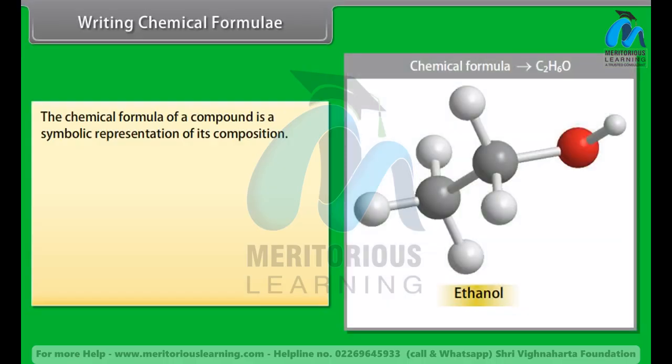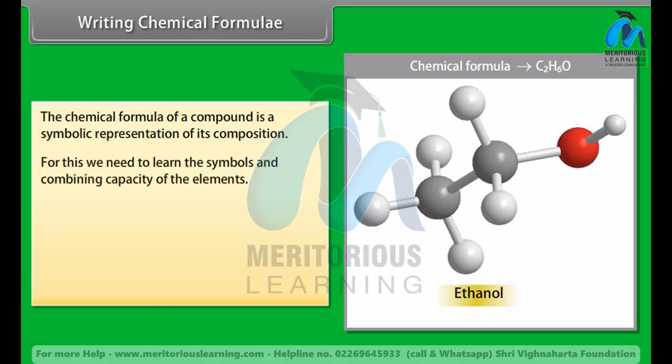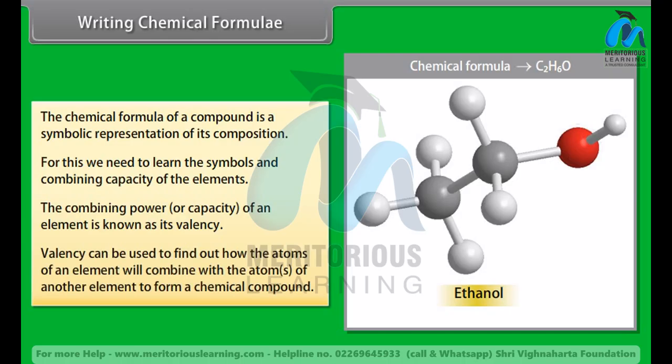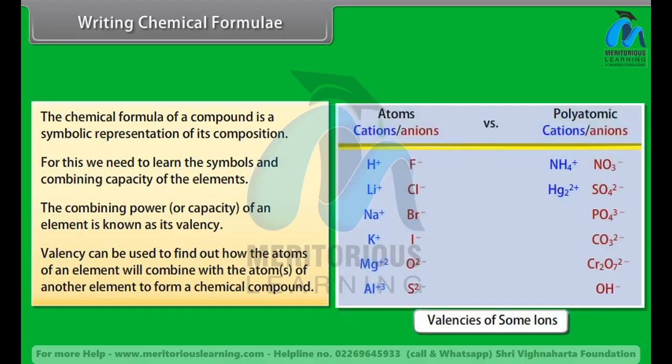Writing chemical formula. The chemical formula of a compound is a symbolic representation of its composition. For this, we need to learn the symbols and combining capacity of the elements. The combining power or capacity of an element is known as its valency. Valency can be used to find out how the atoms of an element will combine with the atoms of another element to form a chemical compound. The valencies of some simple and polyatomic ions are given in table.